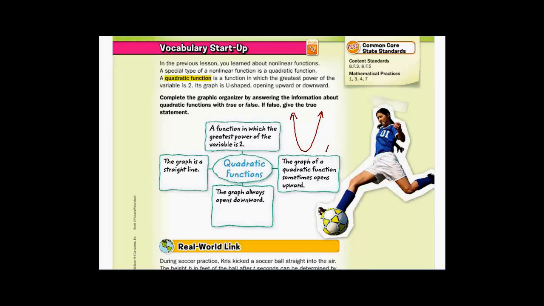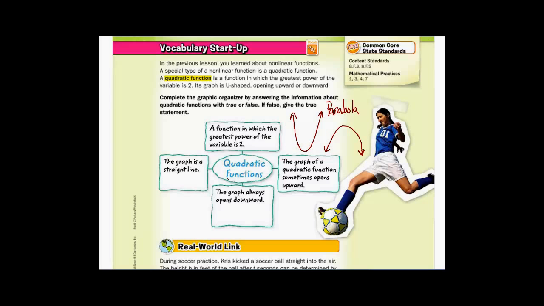Okay, they could also go down, but they are going to be U-shaped. And those are actually called parabolas. So the word actually looks like parabola. Please, please, please don't ever say it's a parabola, because it's not. It is a parabola. That's what they call it.